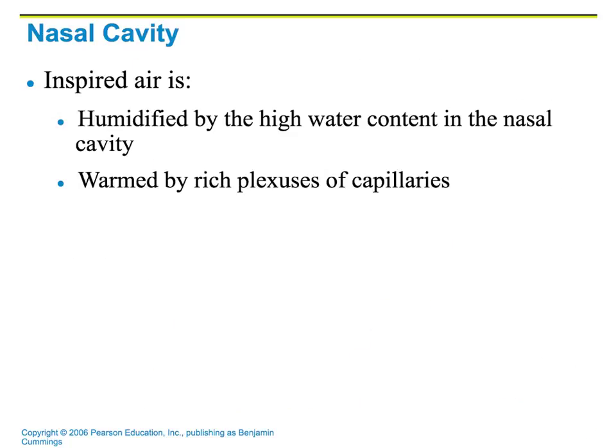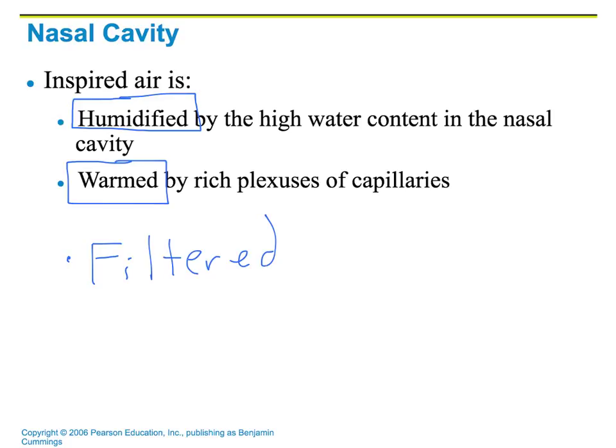The three modifications made to air as it comes in is it's moistened or humidified, it's warmed, and the one that's left out here is filtered of foreign particles with the help of the cilia and mucus, which traps debris and infectious particles like bacteria. So warmed, moistened, and filtered.